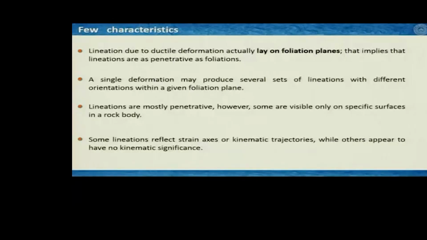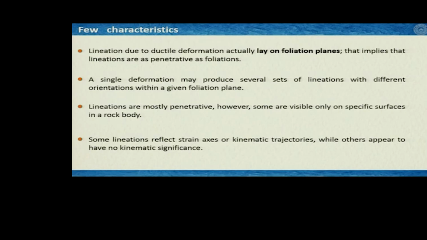So it also implies that lineations are therefore as penetrative as foliations. Now a single deformation, in the case of foliation, mostly produces a single set of foliations, but in the case of lineations, a single deformation may produce a number or a series of sets of lineations with different orientations in a single foliation plane. This is very interesting, we will learn about it soon. Then lineations, as I talked about, are mostly penetrative if they are forming in a ductile manner.